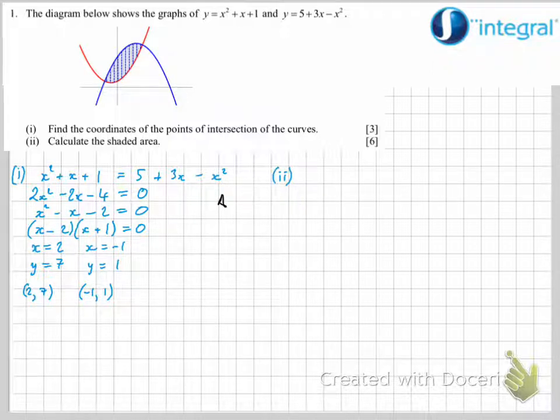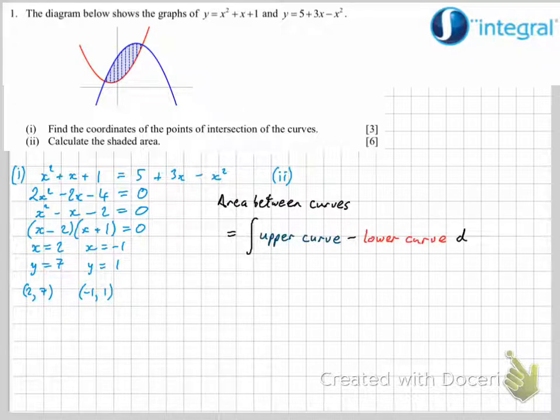Now, part 2. You need to invoke the fact that the area between two curves is given by integrating the upper curve between the two x limits, subtract the lower curve, and by curve there I mean the expression for the curve, so y equals upper curve and y equals lower curve.